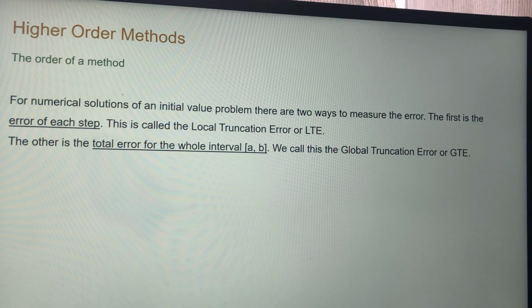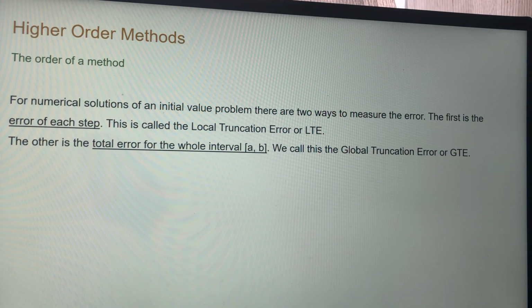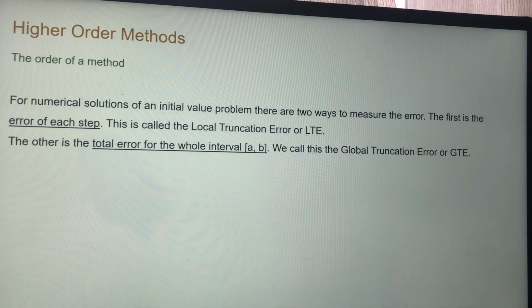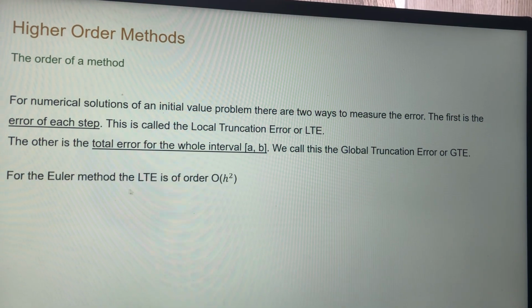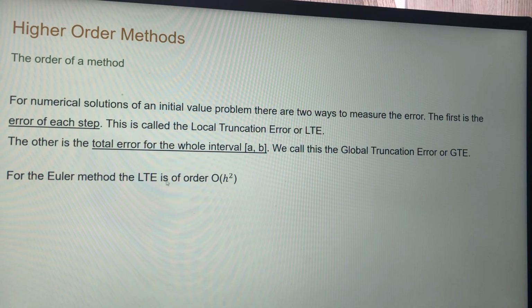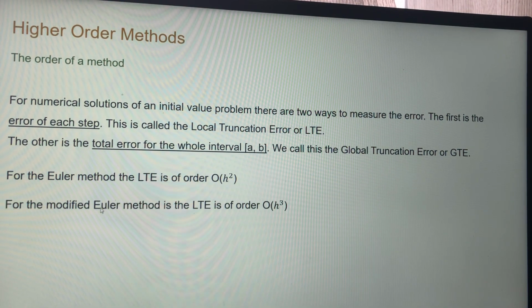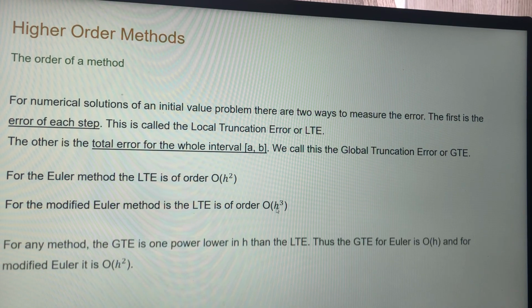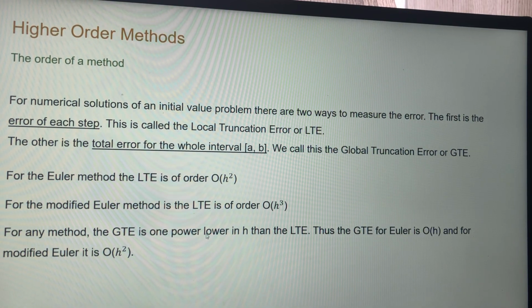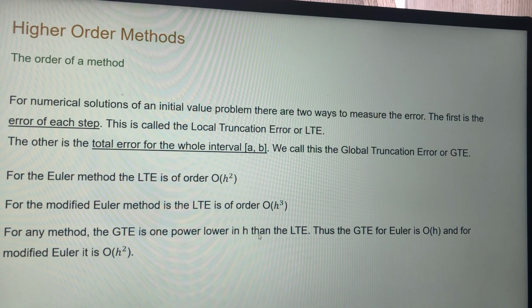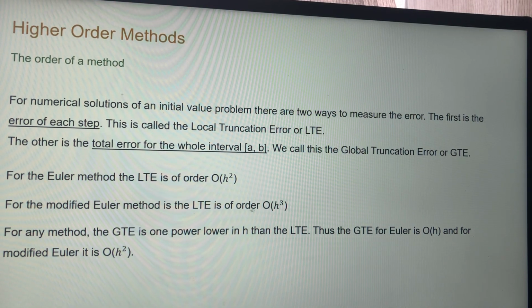And of course, other than the Euler method, there are higher order methods. In general, for solving initial value problems, we are talking about two types of errors. One of them is local truncation error, which is the error of each step. Another one is global truncation error, which is the total error for the whole interval, for the whole solution. For the Euler method, our local truncation error is O(h squared), and for the modified it is O(h cubed). The global error is always one power less than the local one, so it will be O(h) and O(h squared).